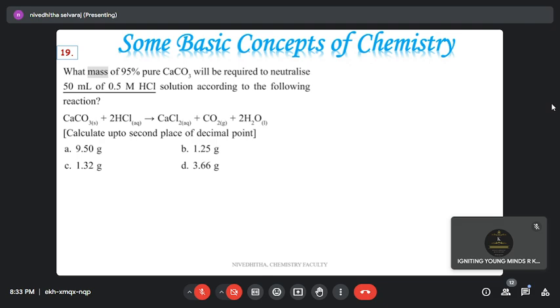So, they're asking us to calculate what mass of calcium carbonate is required to neutralize this much quantity of HCl. But the problem is calcium carbonate is not 100% pure, it is just 95% pure. So we have to calculate what mass of calcium carbonate is required to neutralize this 50 ml of 0.5 molar HCl solution. As I've told you already, whenever you're provided with the process, you have to write the equation. Here we are provided with the equation also, but we have to make sure that equation is a balanced one. Check whether this equation is a balanced one.